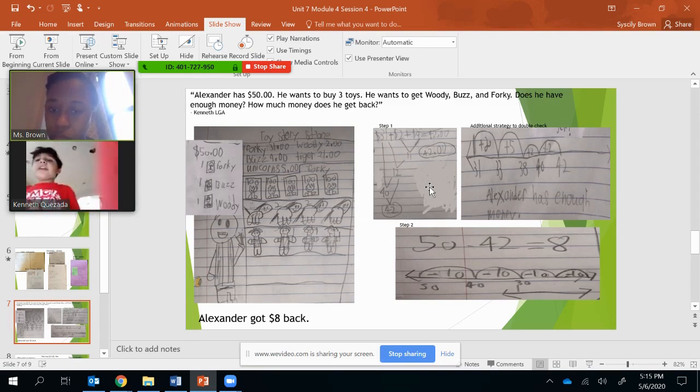The 31 came from how much Forky was. The 2 came from how much Woody was, and the 9 came from how much Buzz was. Okay, and what does that equal altogether? That equals $42 in all. Okay, now I see that you used an additional strategy to double check your work. Can you talk to us about what you did here?